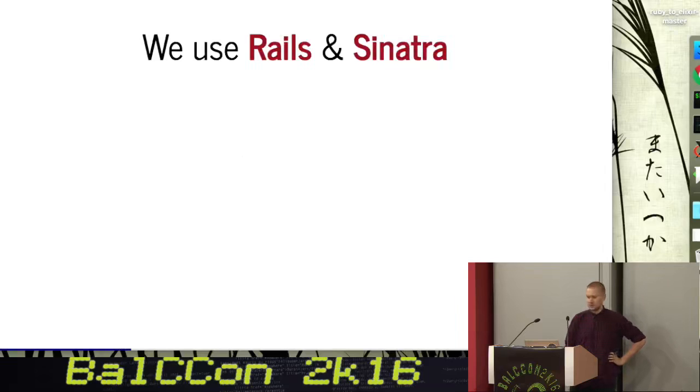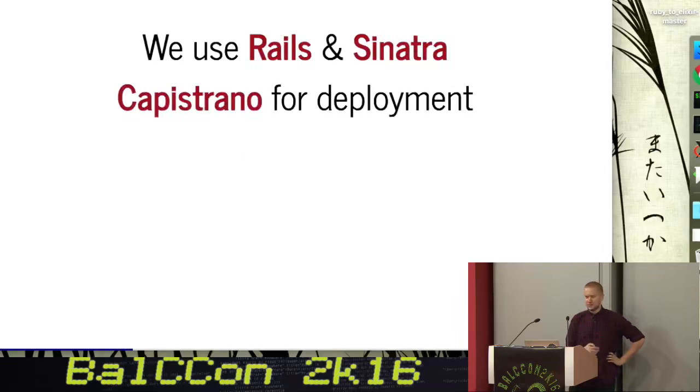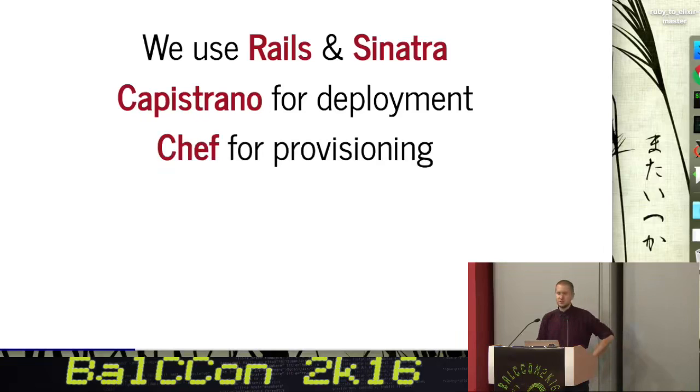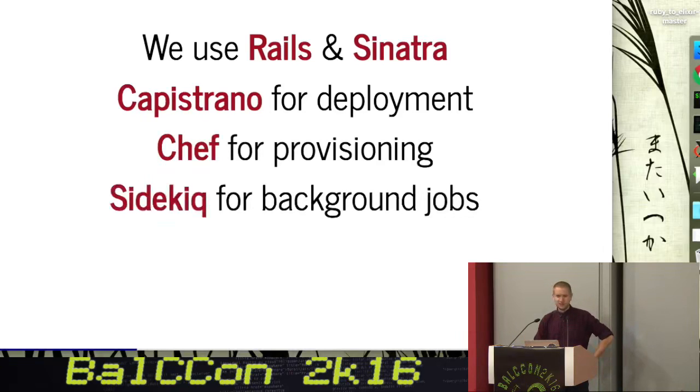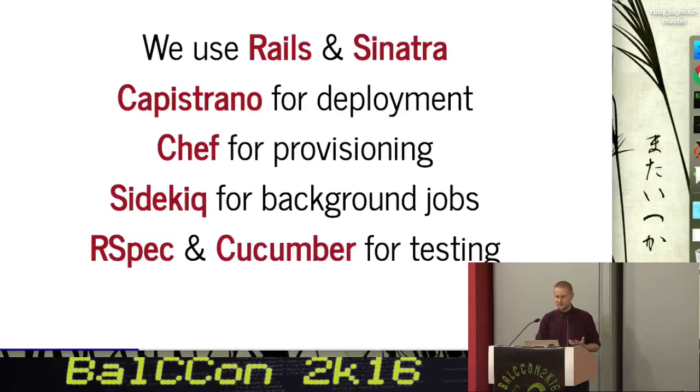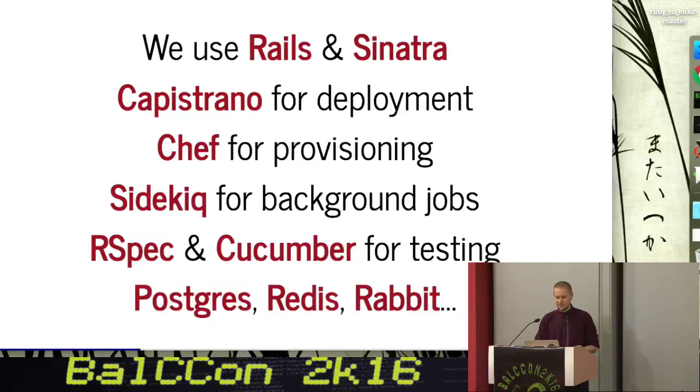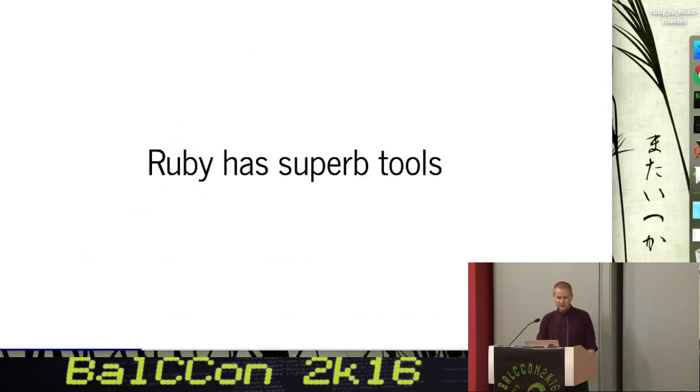If you're familiar with Ruby, we have probably used all the things that you can imagine. We have used Rails and Sinatra, Capistrano for deployment. We used Chef for provisioning and Sidekiq for background jobs, RSpec and Cucumber for testing, and Postgres, Rabbit, Redis, and all the usual stuff that is a main part of the Ruby ecosystem. And as you probably feel from my talk, Ruby has some superb tools if you are starting out your company, and it probably has one of the most awesome communities out there. Even if you don't use Ruby, you need to recognize that those people are trying to do their best, and they are really helpful.